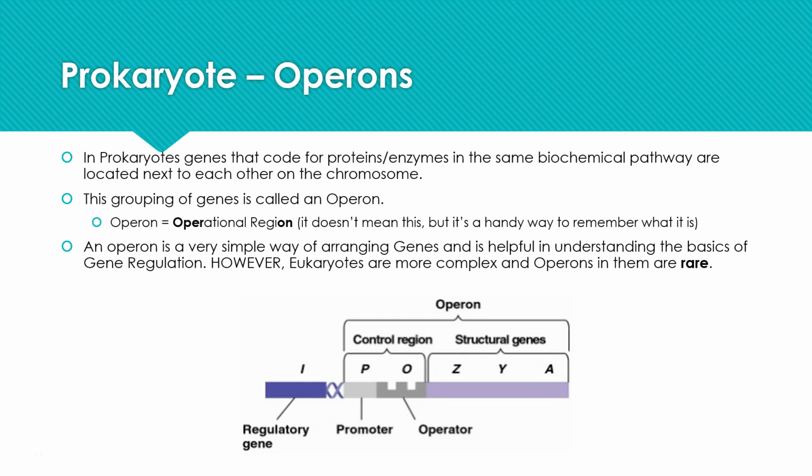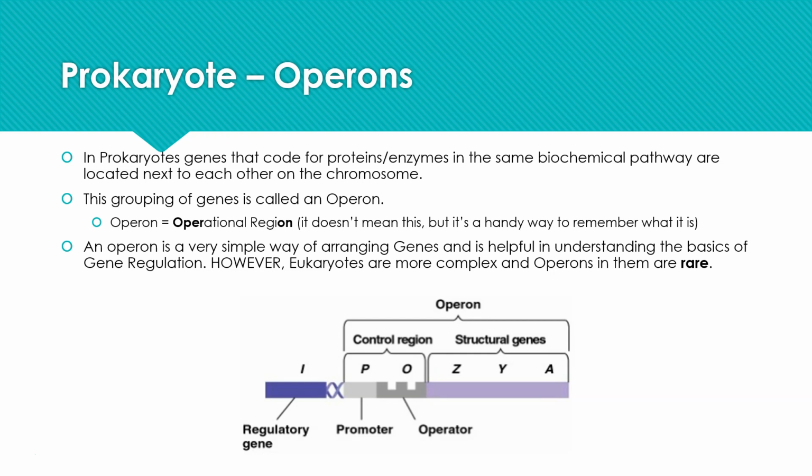That might produce things that can help regulate our operon. But if we look at the operon, we'll see we've got at the beginning a control region, and then we've got structural genes. Those genes, Z, Y, and A, will produce proteins that work together to do something. The control region has a promoter and an operator. These are two sections where different things combine to determine how, when, and if those three genes will actually be expressed.